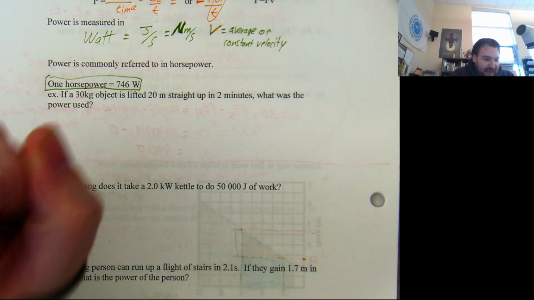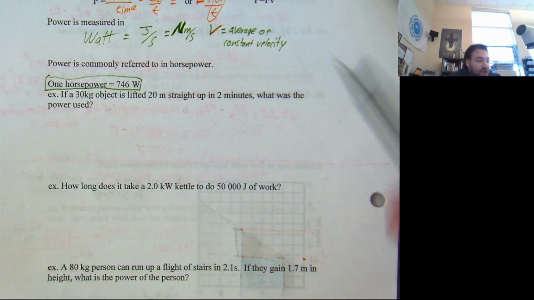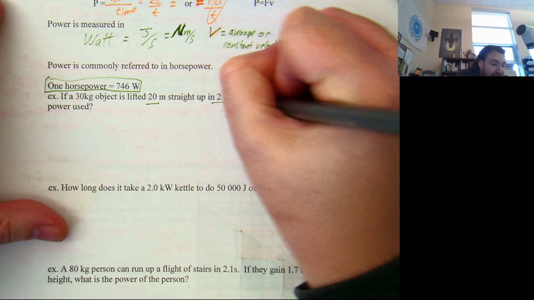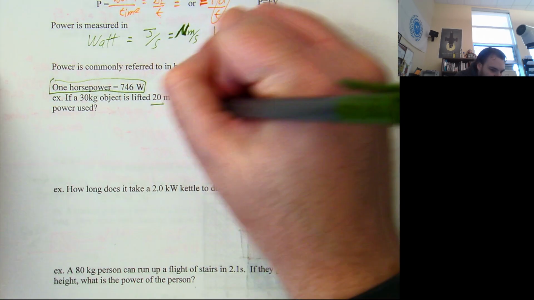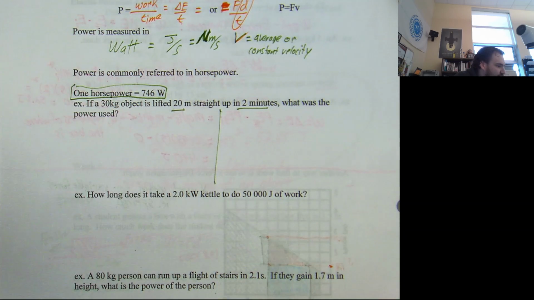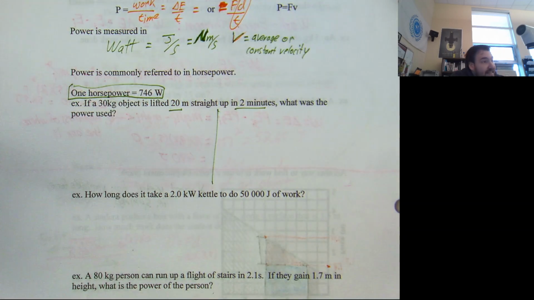If a 30-kilogram object is lifted 20 meters straight up in 2 minutes, what was the power used? There are two ways you can handle this. Let's draw it out. It doesn't say that it started on the ground. It doesn't say it ended 20 meters above the ground. It just ended 20 meters higher than when it started. So let's just assume, because we can do that, wherever it started is what we're going to call zero energy.